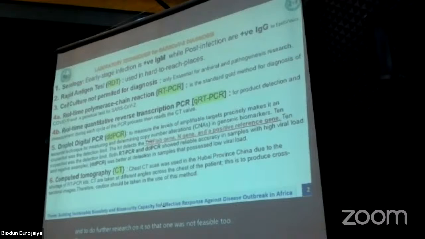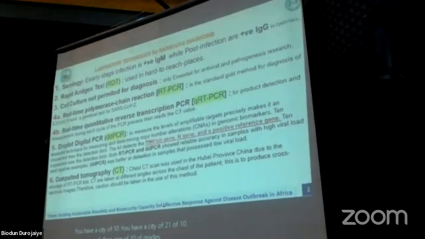One was the 4A, which is the 4B, which is QRT-PCR. This is where you can detect the copies of the test, which means the lower the CT value, the more the disease. If you have a CT of 10 or a CT of 20, the one of 10 is more sick than the one of 20.